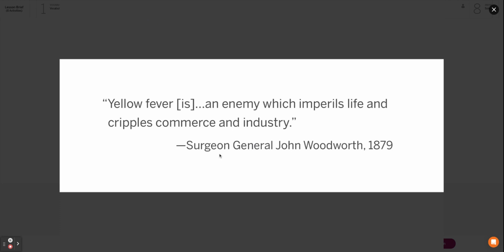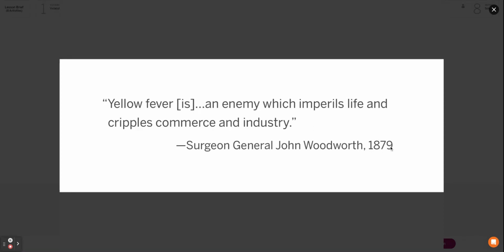So, we have a quote from the Surgeon General, John Woodworth, in 1879. Surgeon General is effectively the highest ranking doctor in the country. They're a doctor that works for the White House, the administration at the time, and they advise on different kinds of medical understandings that are starting to pop up, so that the White House has a good understanding of how to help the people with these medical situations.